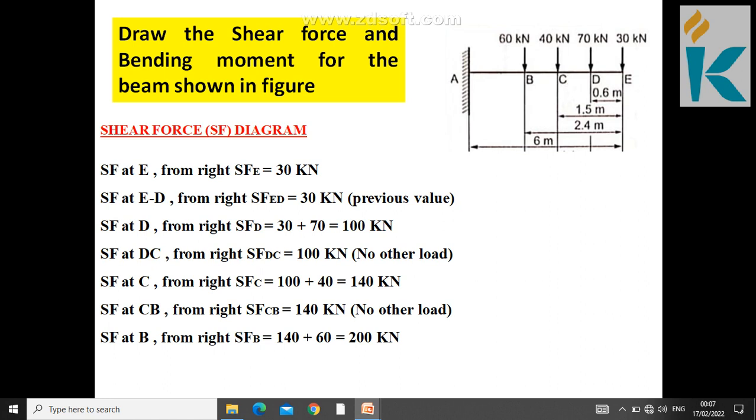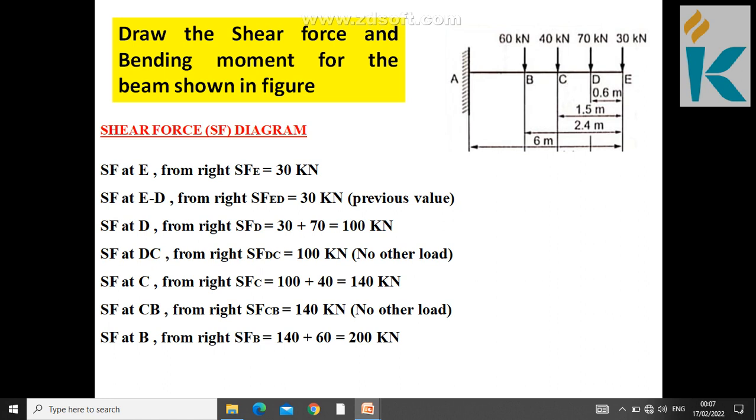Then shear force between C to B from right: first you write the previous answer, 140, and you see if there is any load between C to B. Actually there is nothing, so as usual 140 kilonewton is the answer. Then shear force at B is the previous answer plus 60, so it's 200 kilonewton. One more thing, between B to A, as usual the same answer, 200 kilonewton.